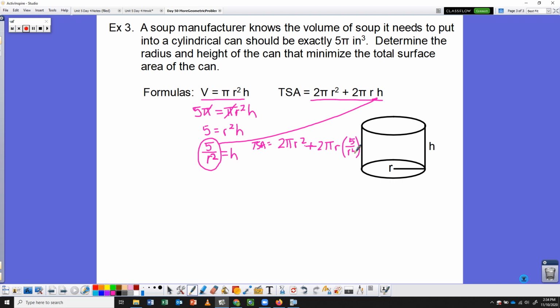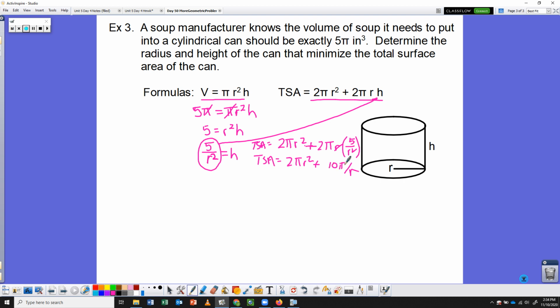One of these r's cancels with one of these r's. So my total surface area formula is going to be 2 pi r squared plus 2 times pi times 5 divided by r. Or in other words, that's going to be 10 pi over r. Let me make that replacement. So 2 times pi times 5 is 10 pi over r.